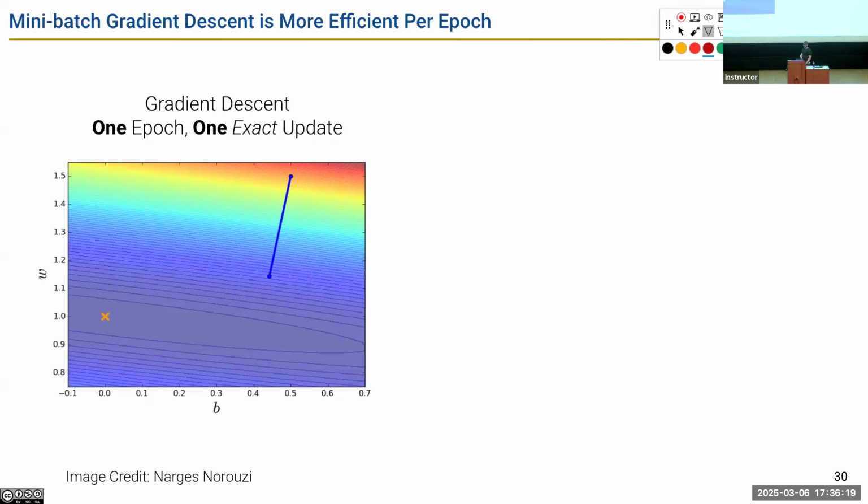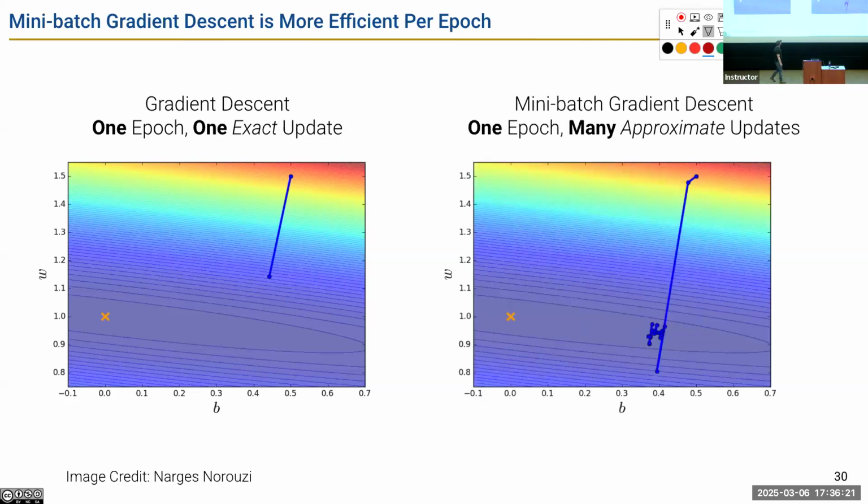What do we get with mini-batch gradient descent in one epoch? In one epoch, we get many updates, many approximate updates. They're approximations of the gradient, and so we don't end up climbing this gradient in the most optimal direction. Notice this first update doesn't really get us very far. This one gets us way too far. It overshoots. These get us a little bit closer. But notice after one epoch, I am closer to the true minimum of the function using mini-batch gradient descent. So it more efficiently gets you there.